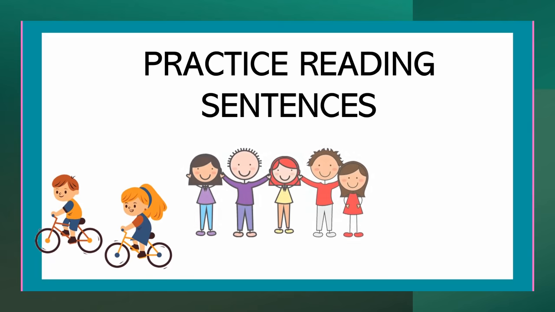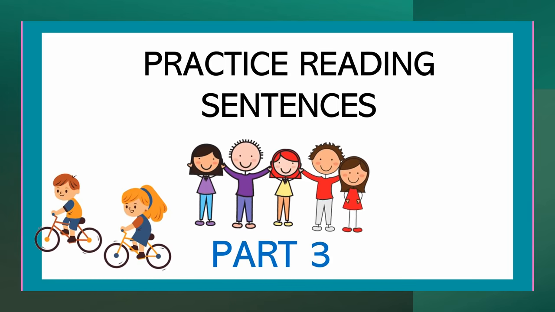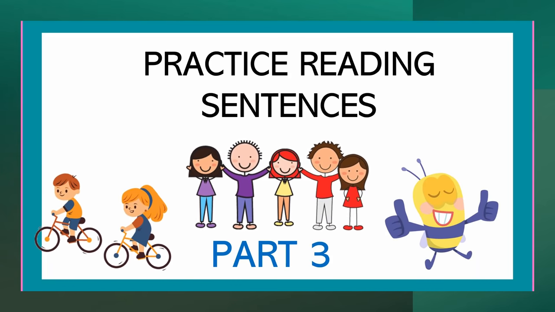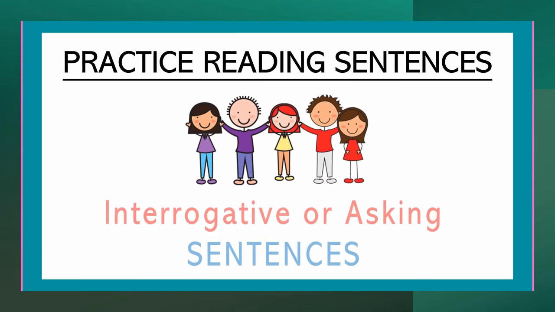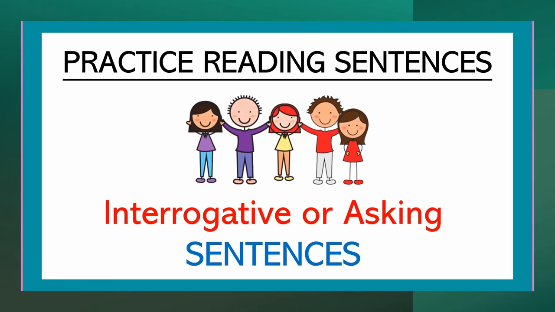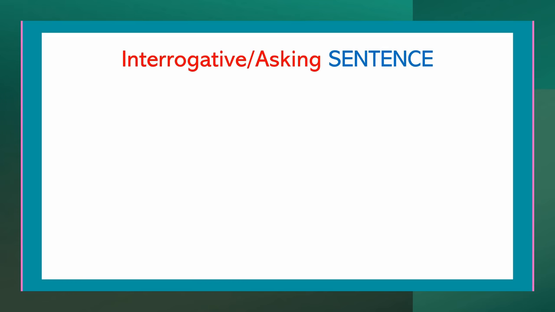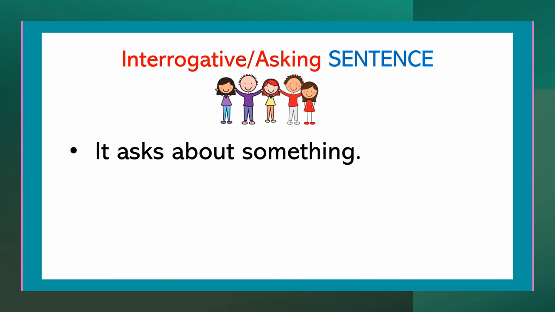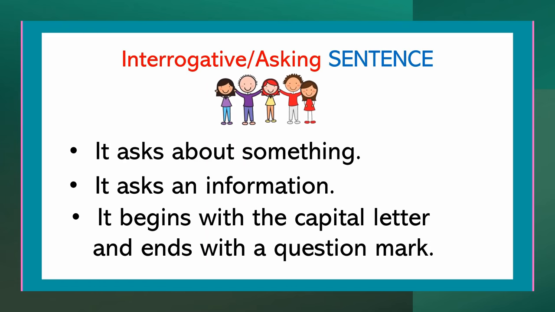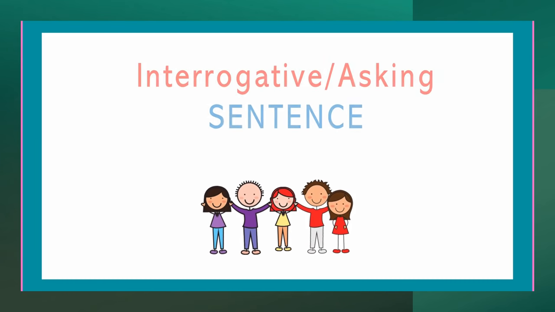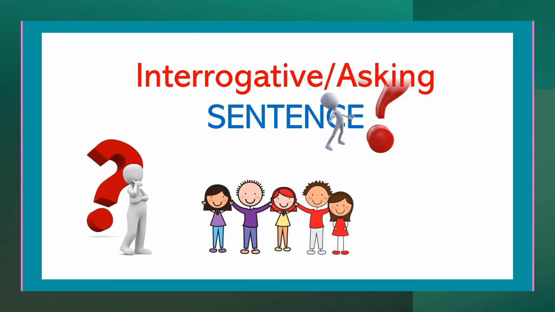Hello kids! Today we're going to practice reading sentences. Are you ready? Let's begin! We're going to read about interrogative or asking sentences. What is an interrogative or asking sentence? First, it asks about something. It asks an information. And it begins with a capital letter and ends with a question mark, like this. Remember, interrogative or asking sentence ends with a question mark.